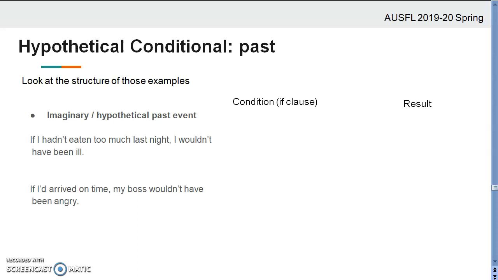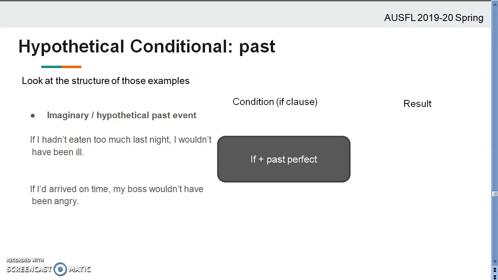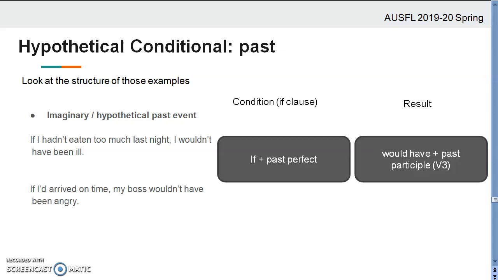So look at the grammar structures used in this sentence. In the condition, the if clause, if I hadn't eaten, that's past perfect tense. The result clause uses would have plus the past participle, or verb 3. In later studies, you will also see that with the third conditional, we can use could have or might have to change the possibility of what would have or might have happened in the past.